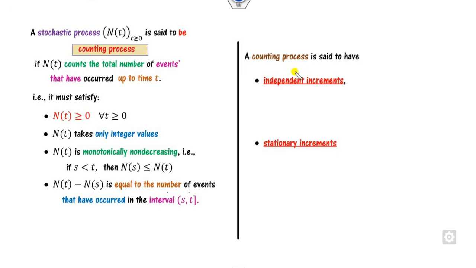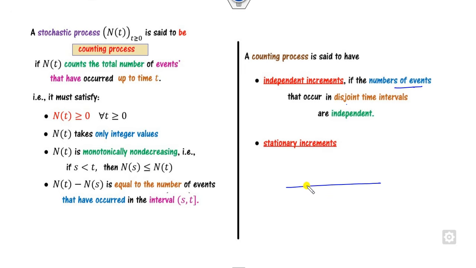And this counting process is said to have independent increments if the numbers of events occurring in disjoint intervals are independent. It means if you define intervals s1, s2, s3 and so on, then the number of events occurring in each interval, say N1,2, N2,3 and so on, are all independent.